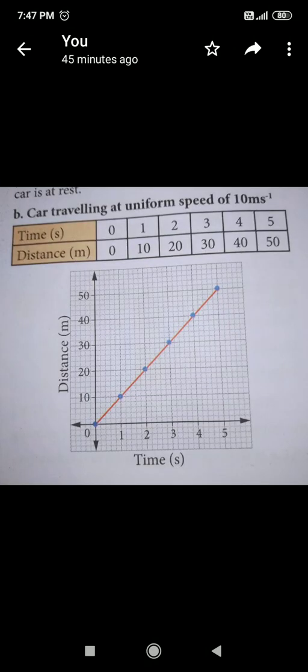Next, car traveling at a uniform speed of 10 meter per second. First it is moving slowly by 10 meter per second. See, now plot the points 0, 0 and 1, 10. First one take it as x axis and second one take it as y axis. You know well, isn't it? Then 2, 20, 3, 30, 4, 40 and at 5, you plot the point 50. This is the graph for uniform speed of 10 meter per second.